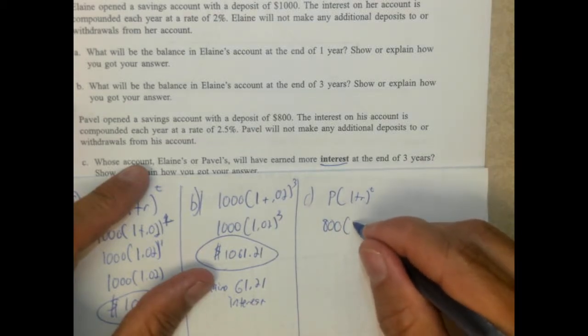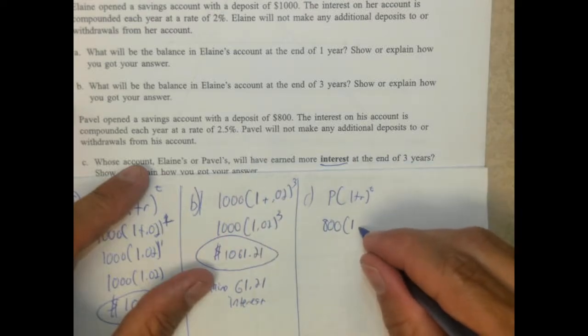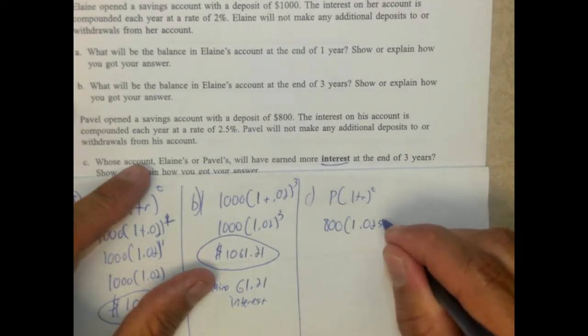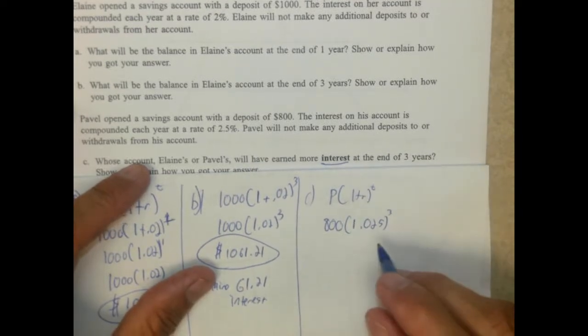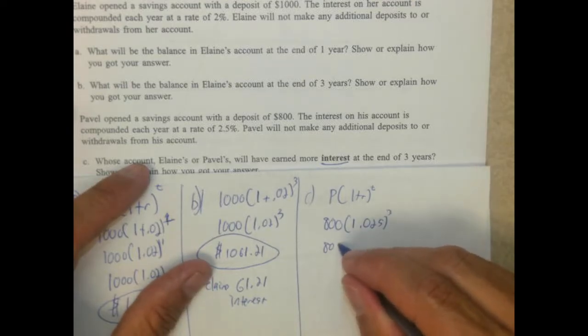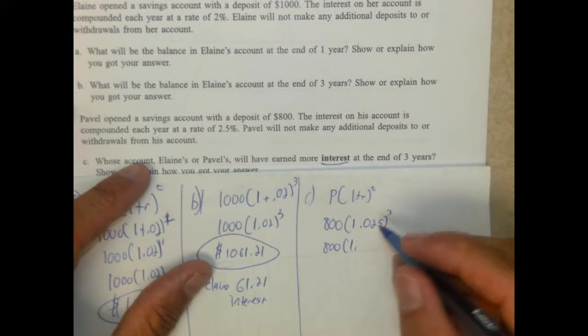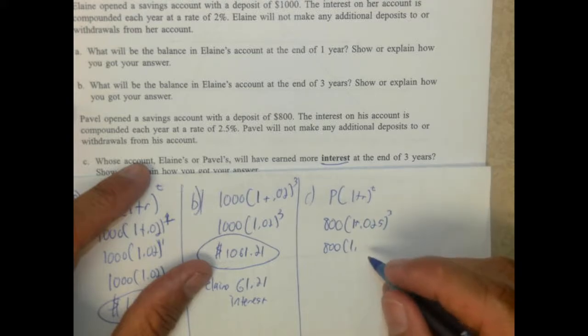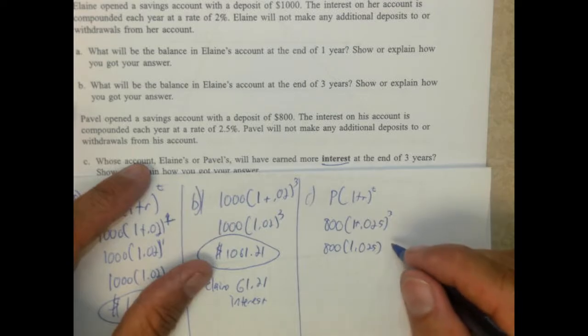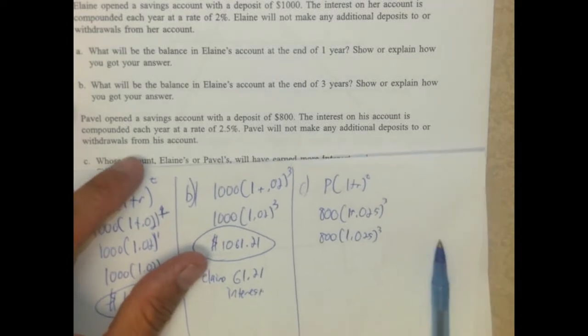So his initial deposit is less, but his rate is higher, 2.5%, so 0.025, and then 3 for time. Okay, so 800 times 1.025. Should be a plus sign there. Whoops. 1.025. Yep. It's a third power, so let's figure what that is.